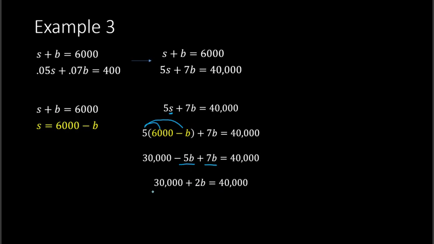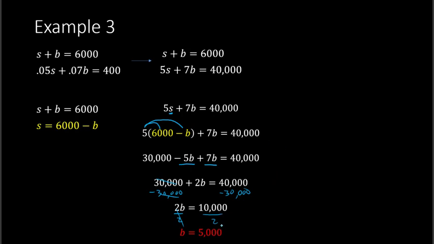And then from here, we can solve for b. We can subtract over the 30,000, bringing it to the right side by subtracting. That gives you 2b equals 10,000. And then get rid of the 2 by dividing both sides by 2. So now we have b equals 5,000.